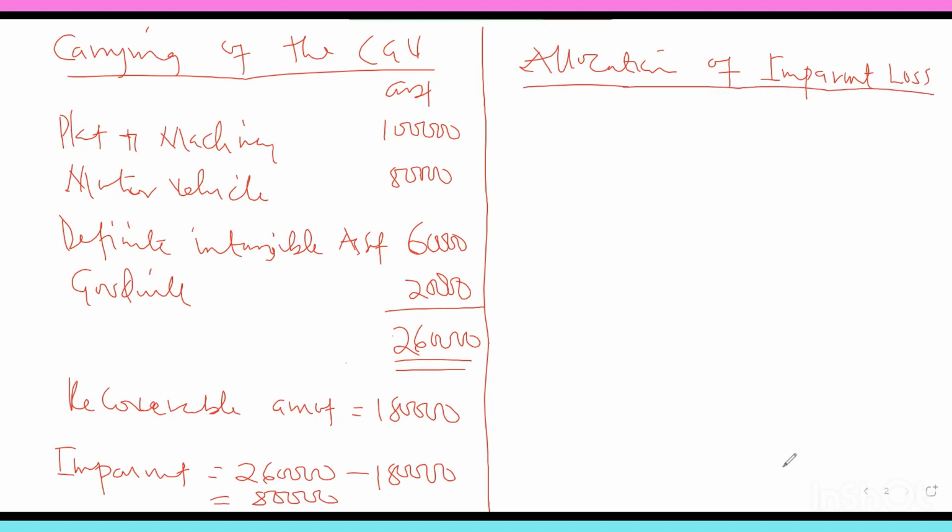The first one should be a physically damaged asset, which we have none. So the first one would be goodwill. The impairment is 80,000, so the goodwill we have to write off entirely. Goodwill will take 20,000. It means that the remaining 60,000 is to be shared among the plant and machinery, motor vehicle, and the definite intangible assets. You can see that we were not given their net realizable value, so we assume that it should be shared in the proportion of their carrying values.